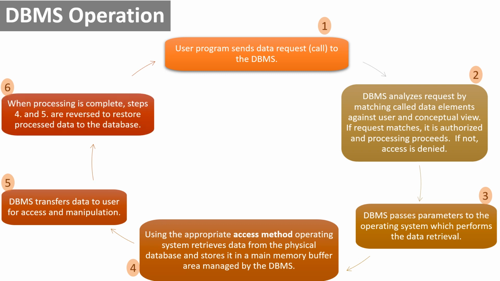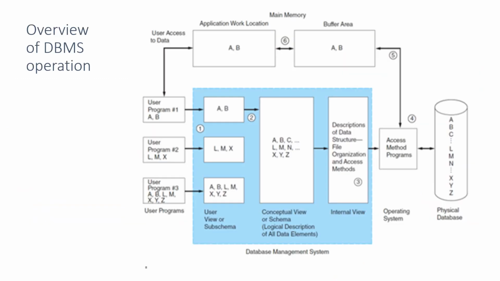And then step 6 is when the processing is complete. Steps 4 and 5 are reversed to restore the processed data to the database, meaning that after they recall and update or manipulate, we need to do it again from step 4 forward, steps 4 and 5, to update the data and store the data. Okay. To explain this more, this diagram helps to understand the DBMS operations steps.